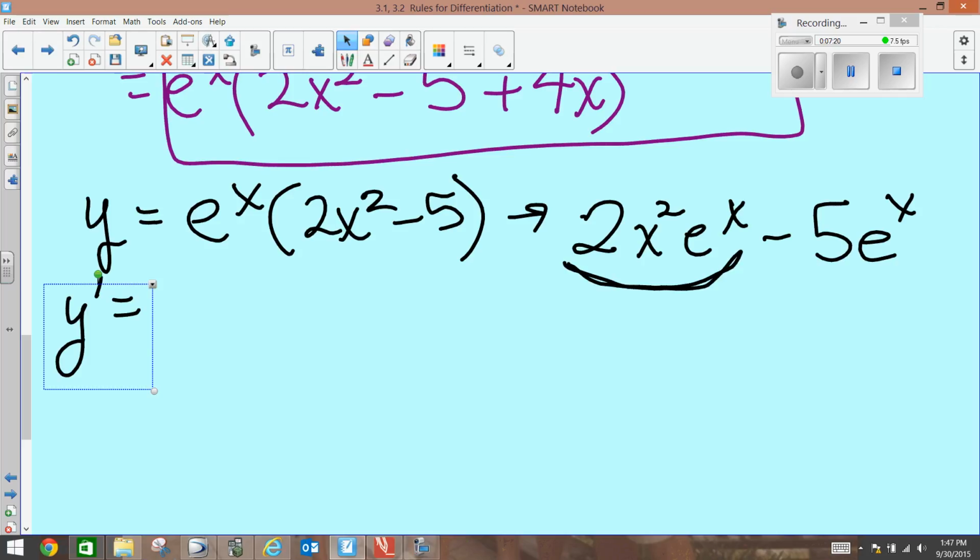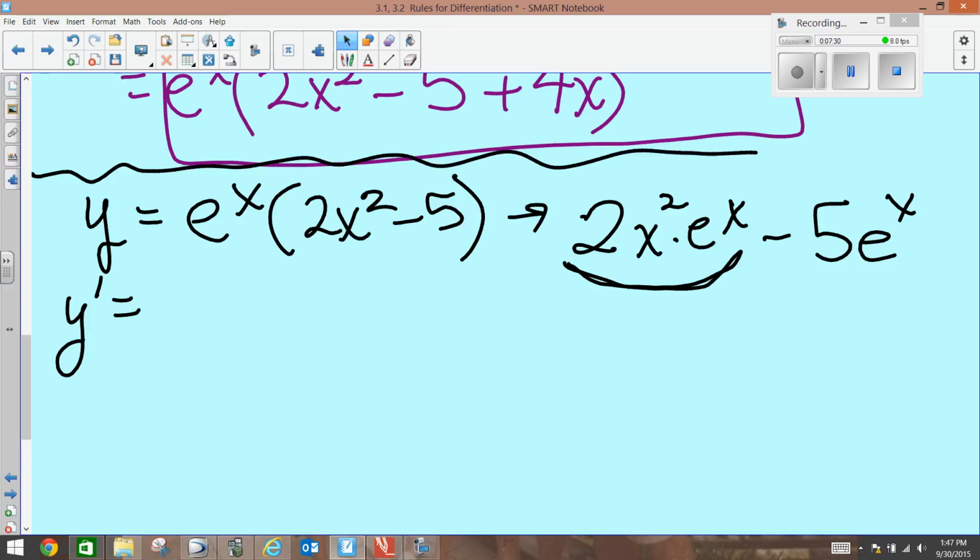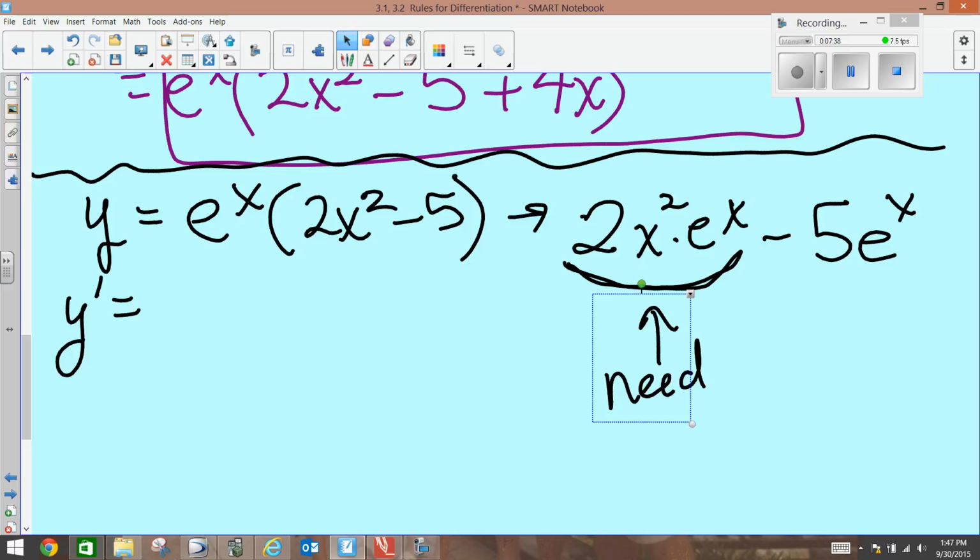That is 2x squared. We could find the derivative of that, and then we could find the derivative of e to the x. This would be easy to do. So it seems to me that the other alternative of doing e to the x and distributing would still need the product rule here. So we're not going to go ahead and do that. I think you should be good.